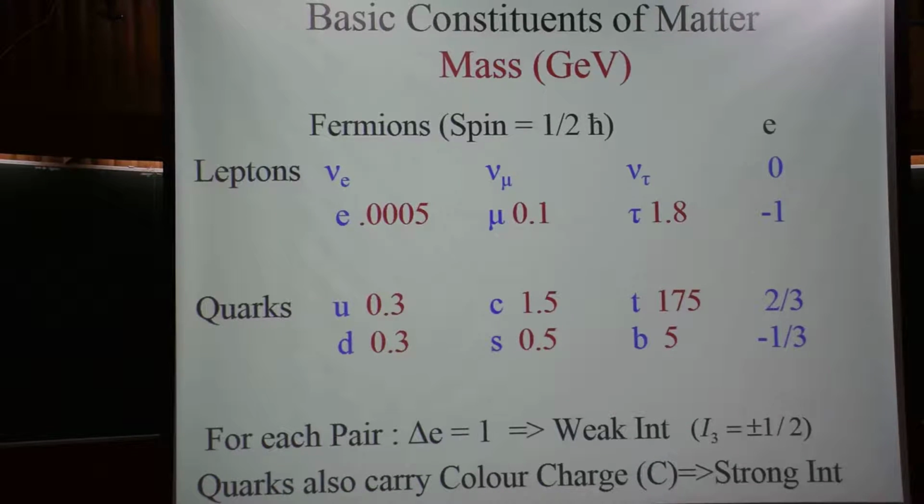We saw that the basic constituents of matter are a dozen fermions, spin half particles, the 3 pairs of leptons, electron, mu, tau, along with their associated neutrinos, and the 3 pairs of quarks, up, down, strange, charm, bottom, and top. Their masses are indicated in red in GeV units. The mass of the charged leptons go from 0.5 MeV for electron to 1.8 GeV for tau, spanning 3 orders of magnitude. The mass of the constituent quarks go from 0.3 GeV for up and down to 175 GeV for top, again spanning 3 orders of magnitude.